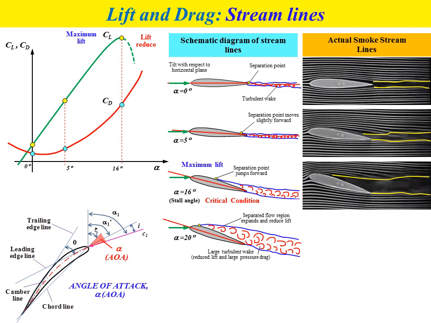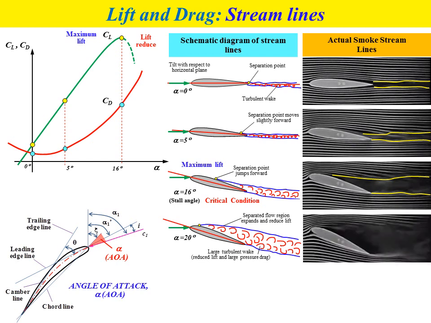And we will have a large turbulent wake in the region of the separation, and this is one of the main reasons why the value of CL, or lift force, reduces. This condition will also cause large pressure drag. Okay, so we can see in the actual photo where the separated flow region increases drastically when we increase the angle of attack greater than the angle of attack at the critical condition.